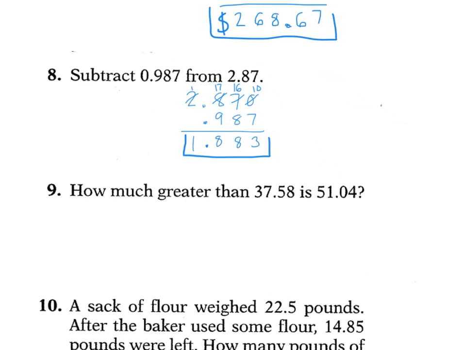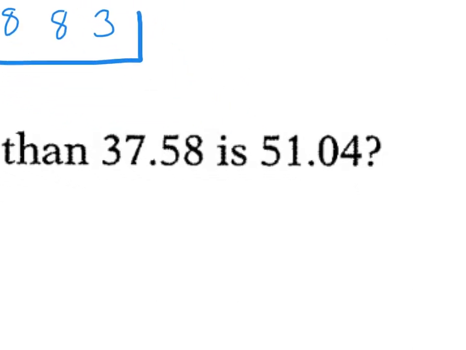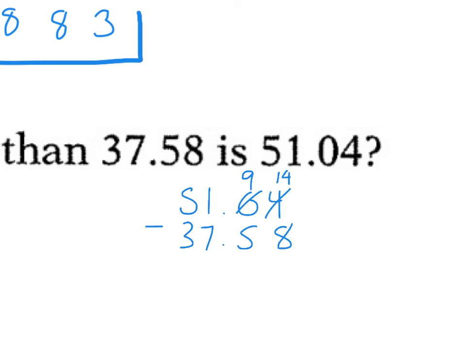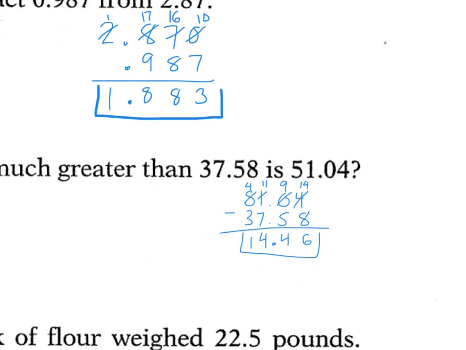Number 9. How much greater than 37.58 is 51.04? So again, we need to subtract 51.04 minus 37.58. Need to make this 14. This becomes a 9. 1 is smaller than 7, so we need to make this one an 11, and this becomes a 4. So 14 minus 8 is 6, 9 minus 5 is 4, 11 minus 7 is 4, and 4 minus 3 is 1. So 14.46 is our answer.